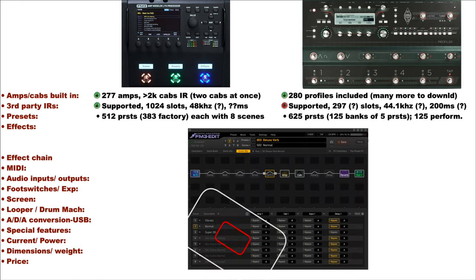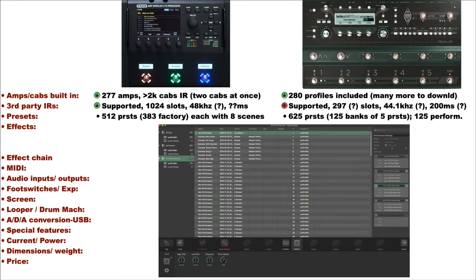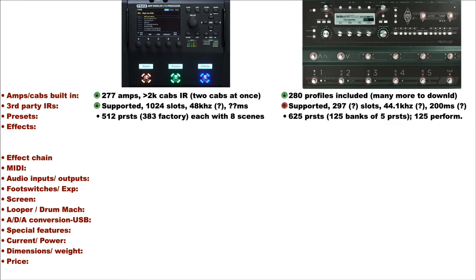The FM3 offers also 8 scenes for each preset, where each scene is a specific combination of parameters of the signal chain, while the Kemper offers 125 performances, each of which can hold up to 5 rigs. For instance, we can use a performance to store the sounds dedicated to the intro, verse, refrain, bridge and solo of a song, and switch between them using a foot controller. Here I would say that they are on par, offering us plenty of possibilities to arrange our sounds and rigs.